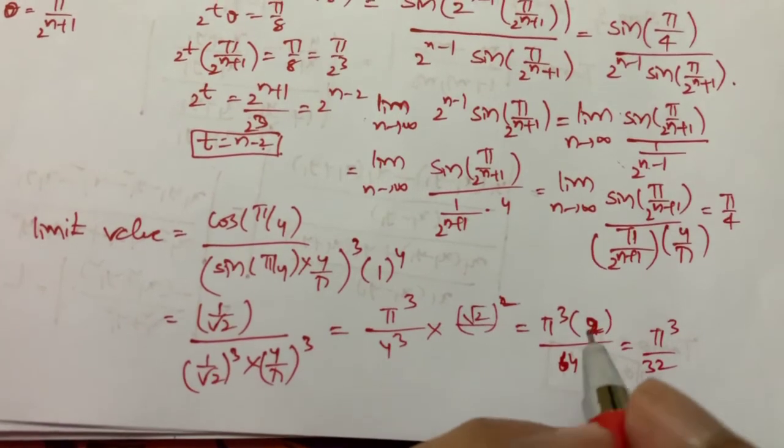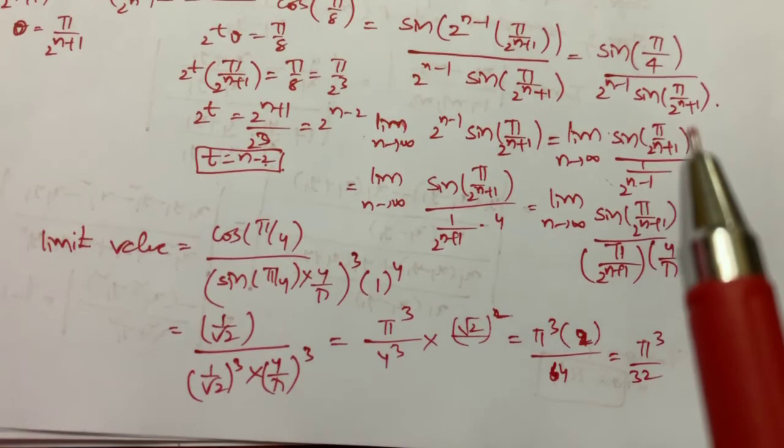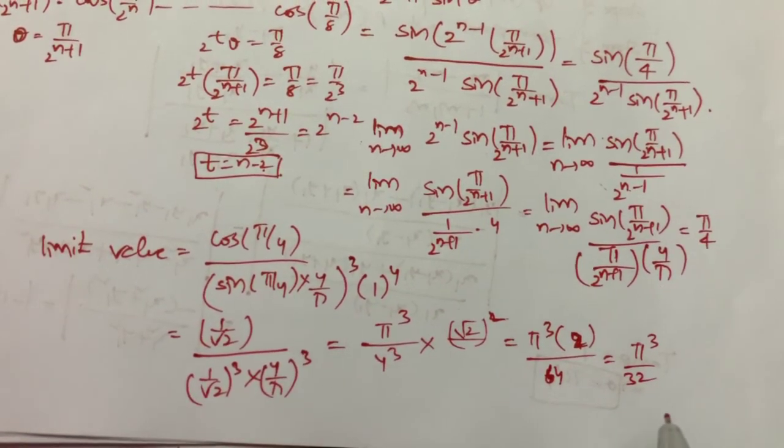So the value of the given product, k equal to 3 to infinity of 1 minus tan power 4 pi by 2 power k, is pi cube by 32.